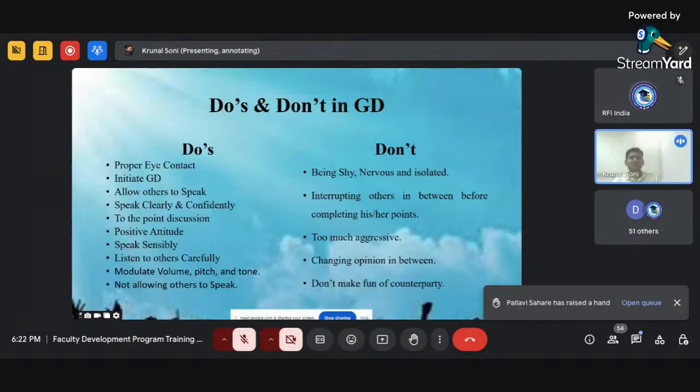So you should not change your opinion in between, and don't make fun of others, right? Which is not allowed, because you have to behave decently and professionally, right? So that is where, don't make fun of others.